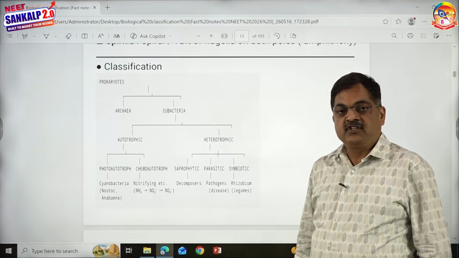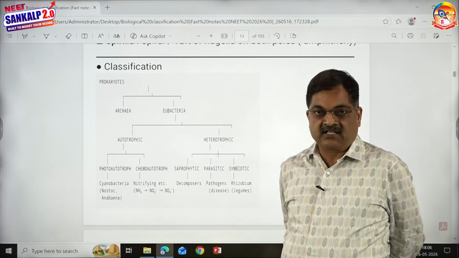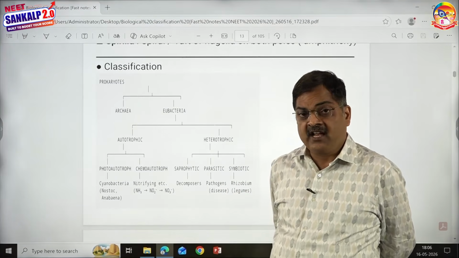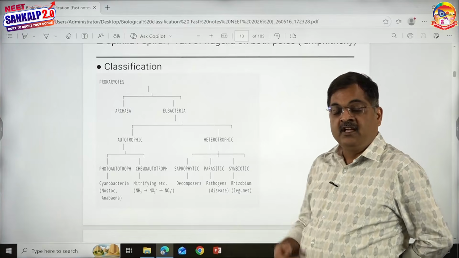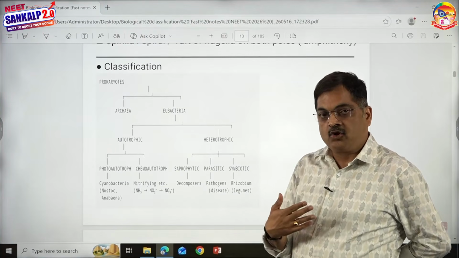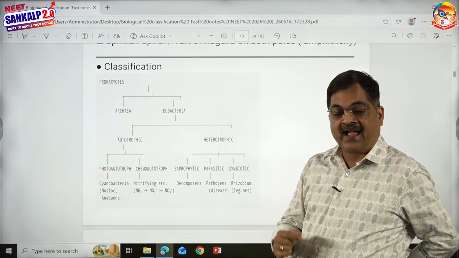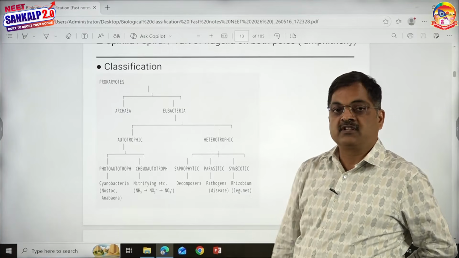Saprophytes feed on dead matter. In your textbook, lactobacillus is given. Bacillus is the most common example of a saprophyte. Lactobacillus, curdling of milk, is also a saprophyte. Parasites feed on living organisms. In your textbook, there is canker in citrus. Xanthomonas citri causes canker: small swellings, pustules on the leaves, and also on the fruits. Canker in citrus is caused by Xanthomonas citri.